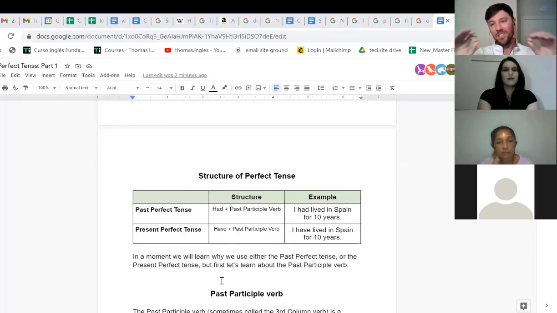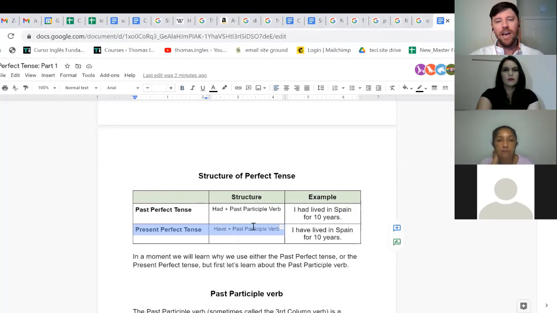Então, the structure, like we talked about. So here's the present perfect tense. I have, and then the past participle verb.